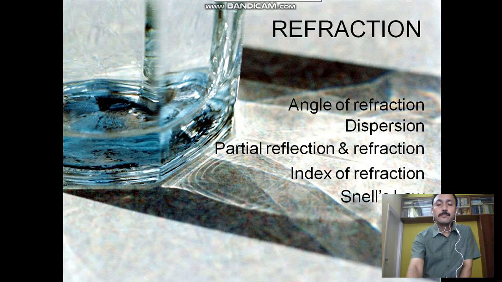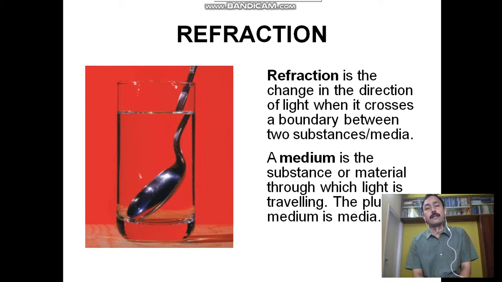Now, this is one real life example of refraction. Suppose this is a glass filled with water. Now, if you place a spoon here, then we can see this type of picture. That means it looks like it bends. If you place a coin here, then it looks just like this spoon, as if it is moving up, although actually it is placed on the bottom surface of the glass.